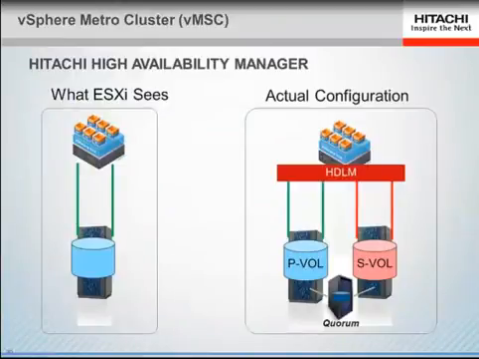With VMware Metro Cluster, we have full support using Hitachi High Availability Manager software. And the ESX host thinks it sees a single LUN. However, in the actual configuration, the ESX host, through the HDLM software, sees both the primary and secondary volumes and is able to negotiate which volume is the current active volume set, or the current read-write set. If there was a problem with a volume, such as a data center outage or a power loss, it will non-disruptively switch to the secondary volume, and there'll be no data loss, no interruption of service.